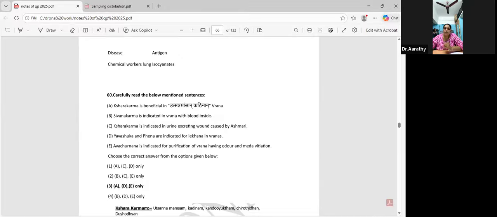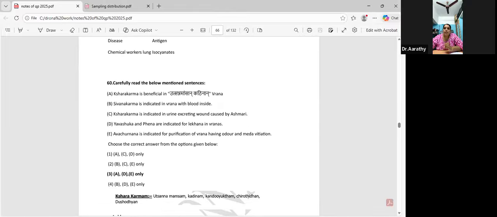Now, question number 60. Kshara karma is beneficial in Utsanna Mamsa Kathina Vrana. So you have to read the sentence and pick out the correct ones. Okay. Sivana karma is indicated in Vrana with blood inside. Kshara karma is indicated in urine excreting wound caused by Ashmari. Yavashaka and Phena are indicated for Lekhana in Vrana. Avachurnana is indicated for purification of Vrana, having odor and Meda Visheshana. I hope you have got the context.